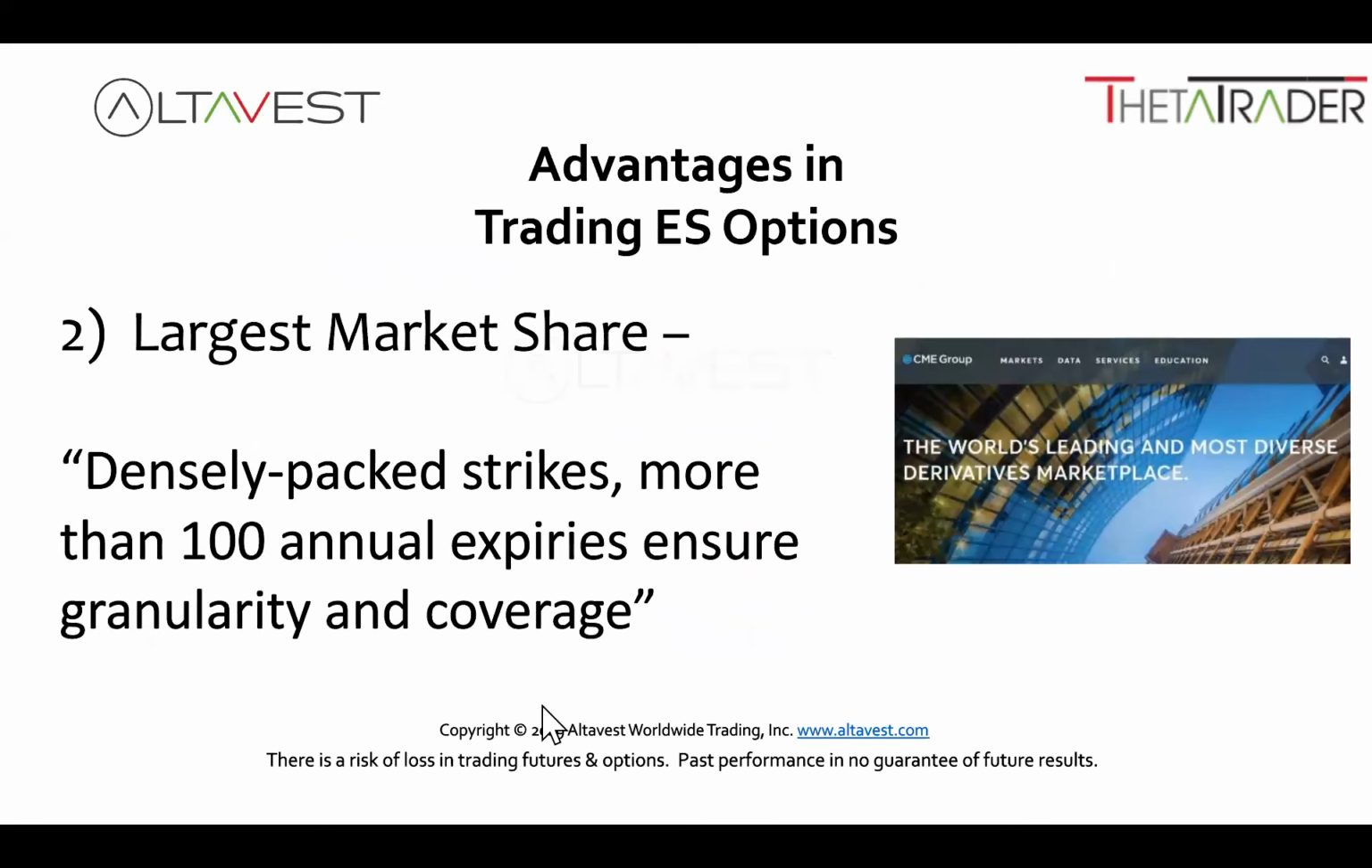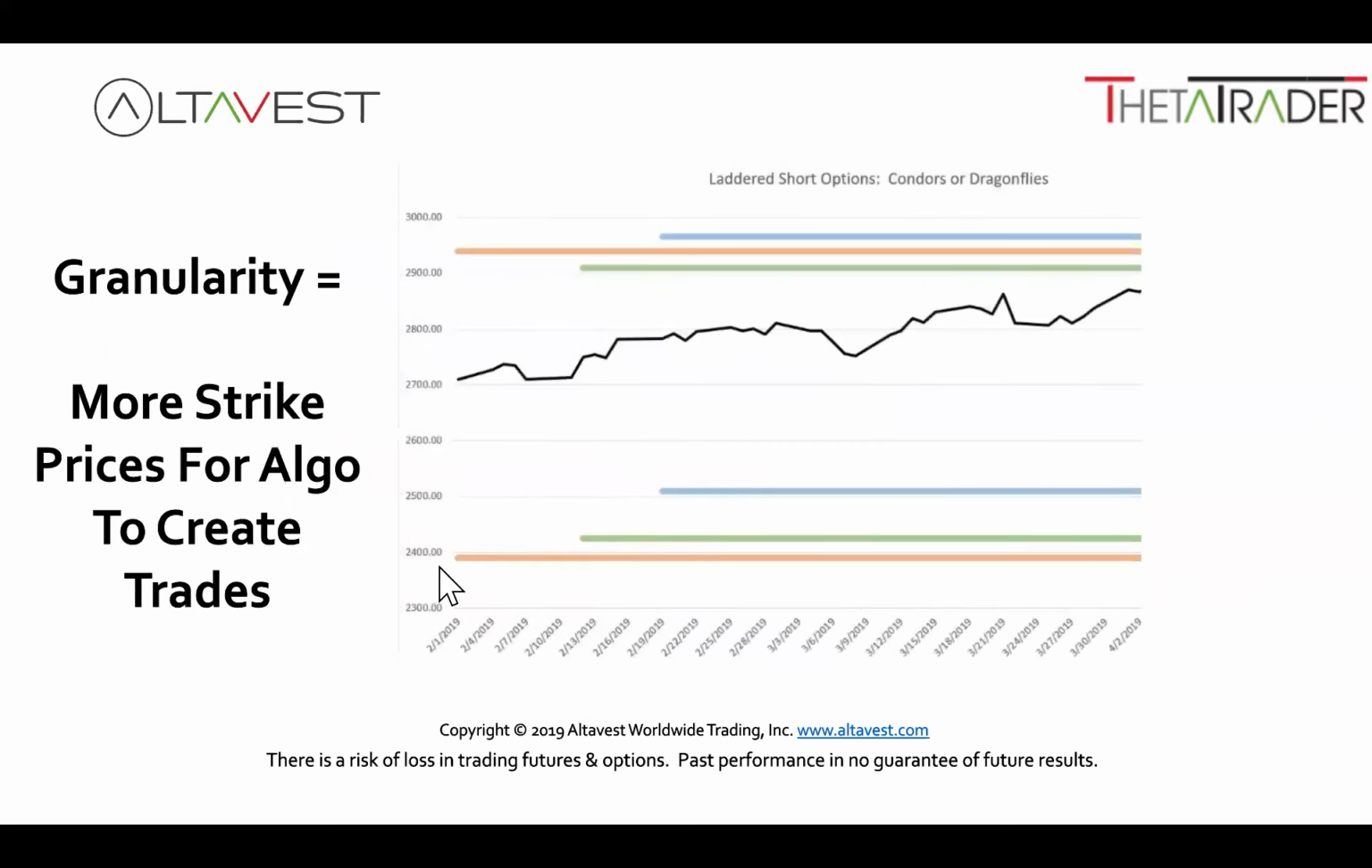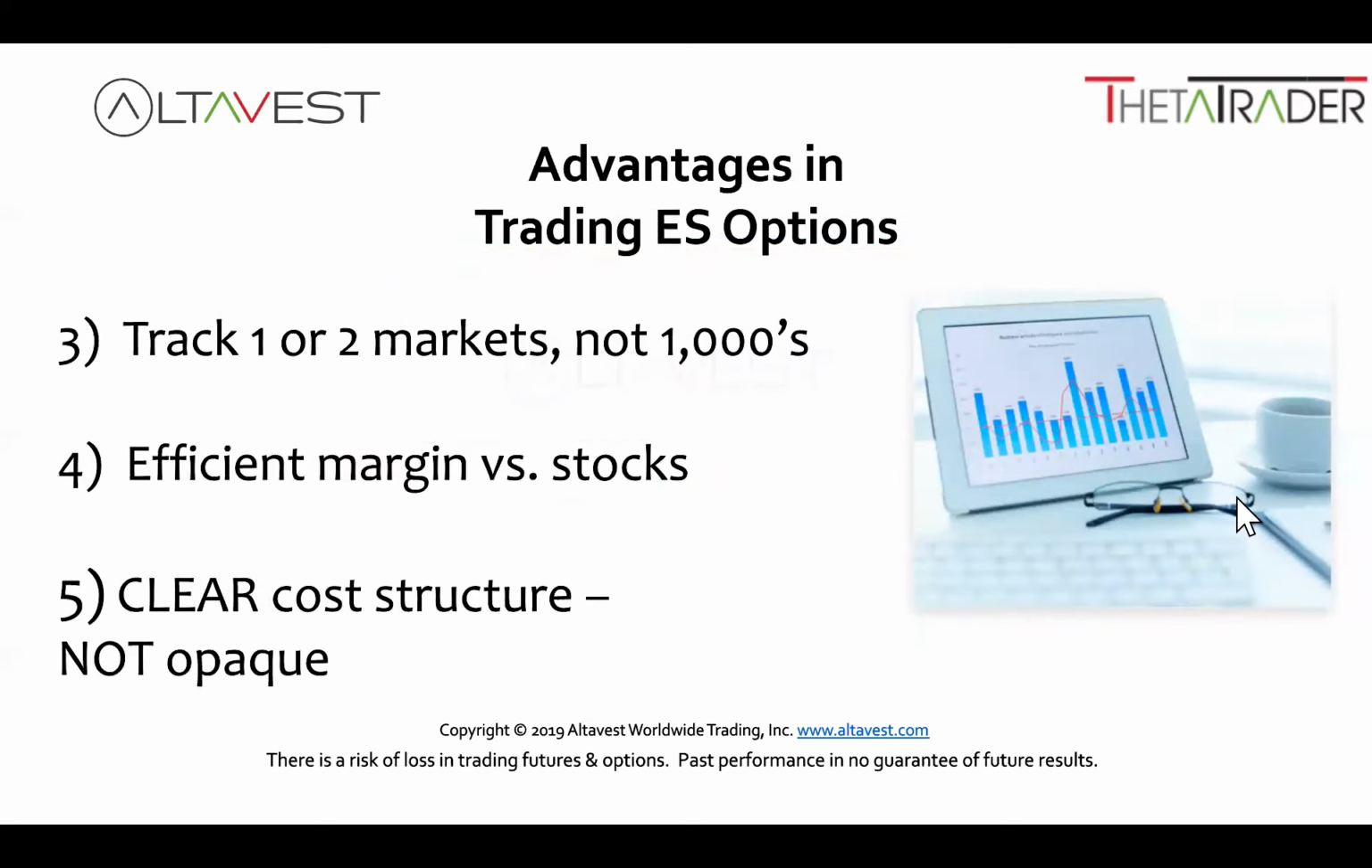Largest market share. So you have all the strike prices. They call it granularity, and expirations available. So the algorithm in Theta Trader is seeking different strikes and expirations, so it's going to be able to find them. And then we track, of course, just one or two markets, like I said, not thousands. You have efficient margin use, and it's a clear cost structure.